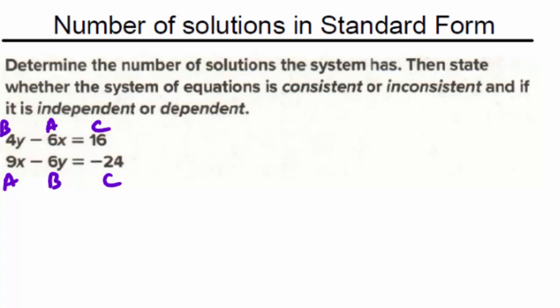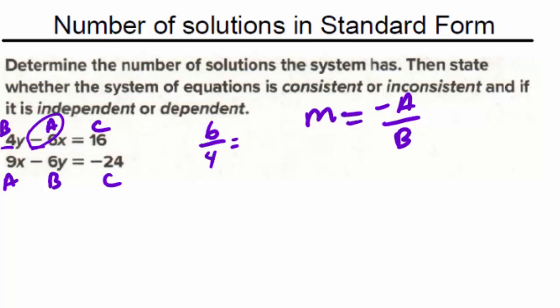But that's okay for this purpose here, because in standard form, the slope is equal to the opposite of a over b. So this first one is the opposite of a. The a value is -6. So the opposite of that would be 6 over, and then the b value is 4. So 6 over 4. So the first one has a slope of 3/2.